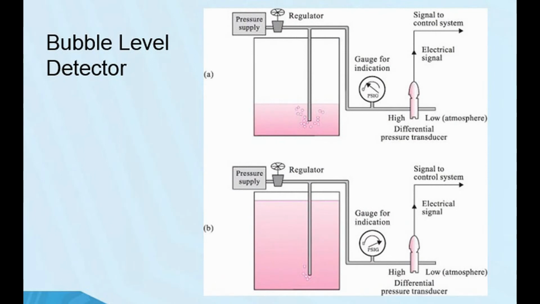In a bubble level detector, bubbles are introduced into a certain amount of liquid, and if the liquid level is very high, then the liquid will oppose the amount of bubbles that are being introduced, and thus give you an indirect measurement of the level of the liquid.